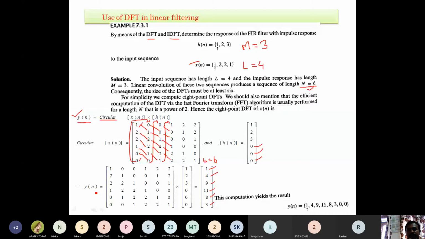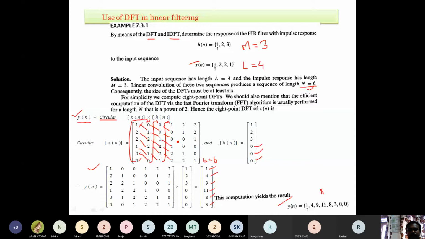So what is the size of the output y of n? The size is L plus M minus 1, that is 6. But if you go for the standard size, it will be 8 elements. So here you can finally write y of n as 1, 4, 9, 11, 8, 3, and extra 2 zeros, because you need to make this the standard size of 8 elements. So this is the simple way to perform convolution.